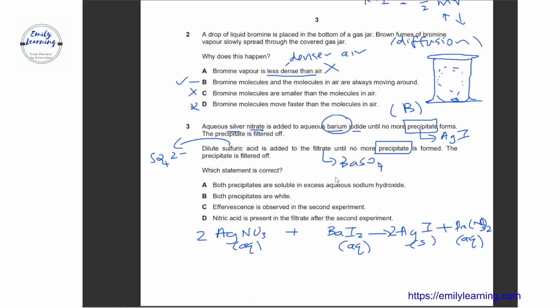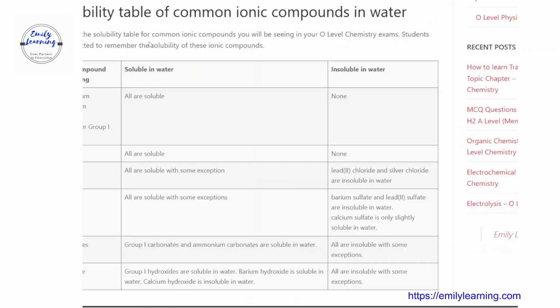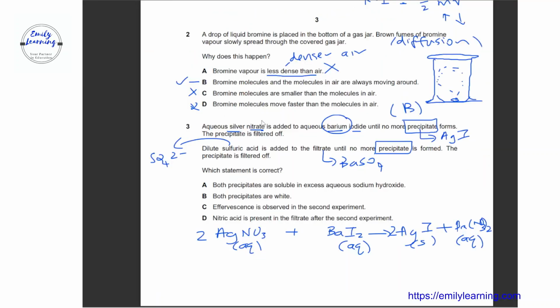Okay, so in other words, we know that in the first part, the precipitate is silver iodide. The second part, because we add sulfate and a precipitate is formed, therefore we know that we are precipitating out a sulfate salt that is insoluble, and from here we know that it's either barium or lead. But because we did not add lead inside here at all, it must be barium sulfate. So now we know that it is silver iodide and barium sulfate that are the precipitate.